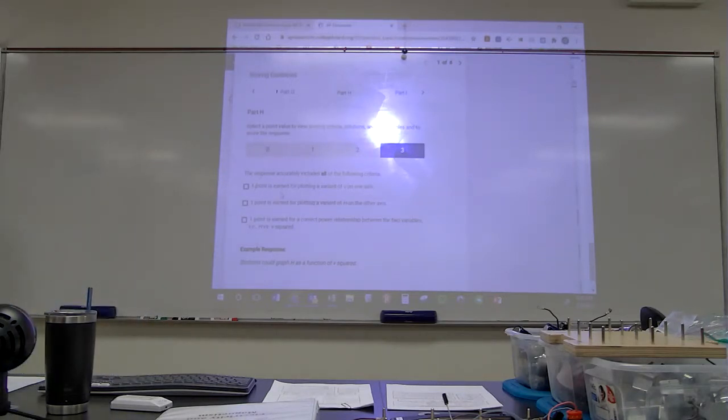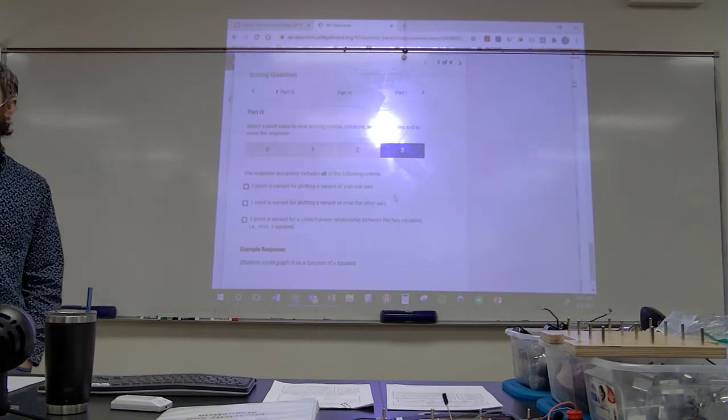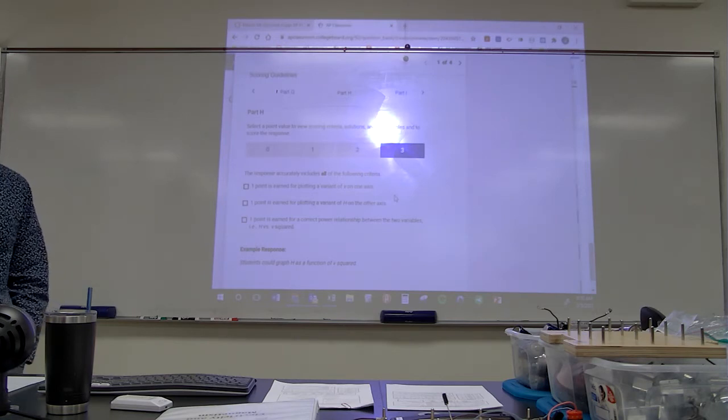So 1 point is earned for plotting a variant of v on one axis. That means you just say, I plot v or v squared or something on one axis. 1 point is earned for plotting a variant of h on the other axis. Those are whether you're right or not. You say plot h versus v, you get 2 of the 3 points there. But then 1 point is earned for a correct power relationship between the two variables, i.e. h versus v squared, or the square root of h versus v.